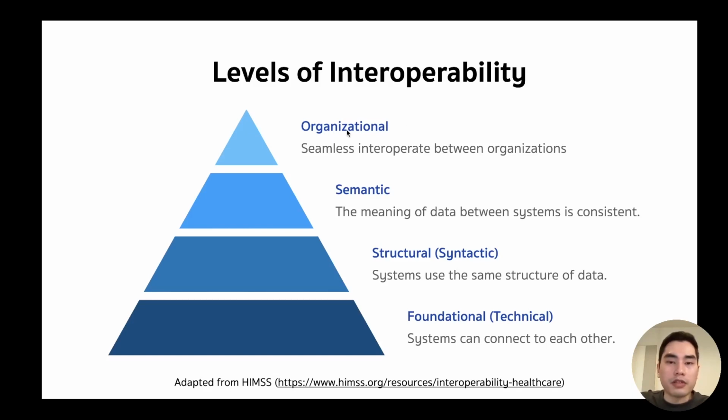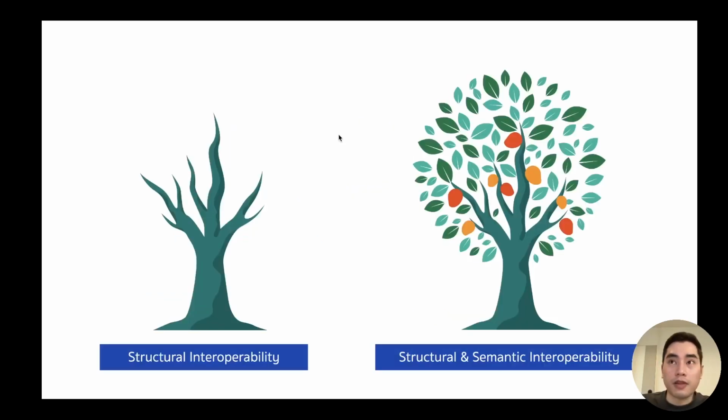And the top level is organizational interoperability. This is when different organizations can seamlessly interoperate. This requires policy, agreement, or workflow integration that goes beyond just technical things. And if we use a tree as a metaphor, we can make it like this. Structural interoperability is like a tree with a trunk and branches, without leaves or fruit or flowers.